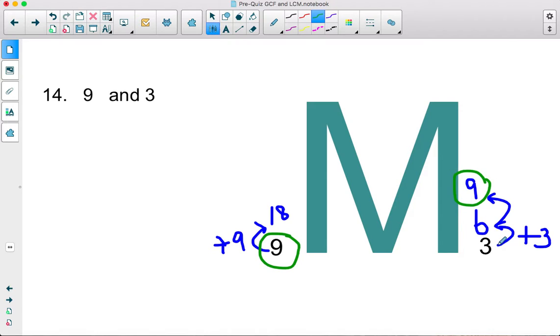Sometimes one of the numbers is actually the answer. Okay? It is possible that 3 does go into 9, and it does. 9 will not be able to go into 3, so the smaller number can never be the least common multiple. It has to be at least the value of the larger number, which in this case is 9.